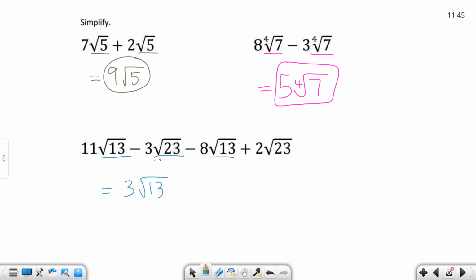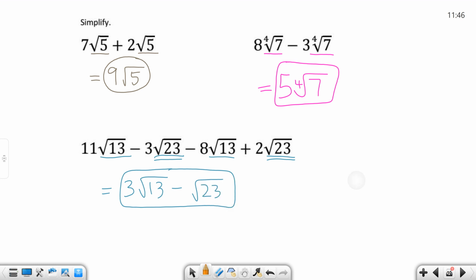3 of them. And then square root of 23, I'm going to underline that twice just because it's different than 13, right? So those two terms go together. So I'm going to have a square root of 23, and I have a minus 3 and a plus 2, which is minus 1 of them. Minus 1 of them, all right? So 3 square roots of 13 minus the square root of 23. So those two terms cannot be combined because they're not alike, but I could combine different like terms in my original expression, all right?